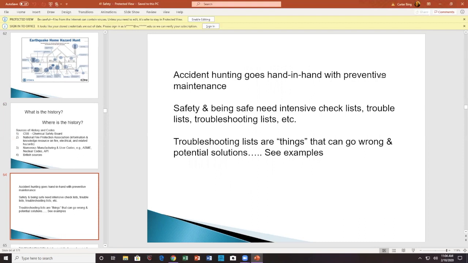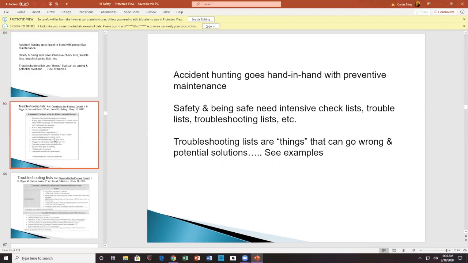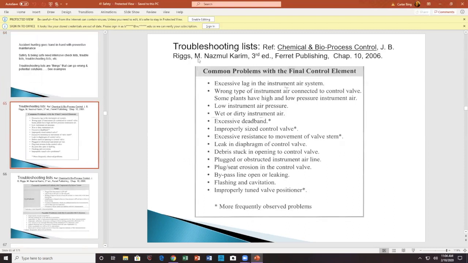Accident hunting goes hand in hand with preventive maintenance, right? Safety and being safe, even extensive checklists, troubleshooting lists, etc. Troubleshooting lists are things that can go wrong with potential solutions. Here I lifted this from Riggs's book, Chemical and Bioprocess Control, Common Problems with the Final Control Element. There's a whole bunch of problems that can happen. One of these problems could wind up being a source of accidents.